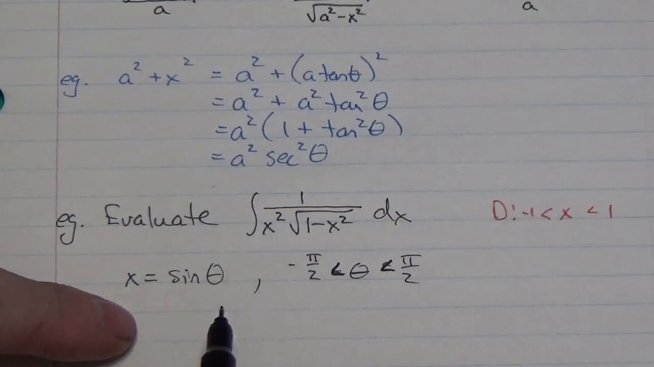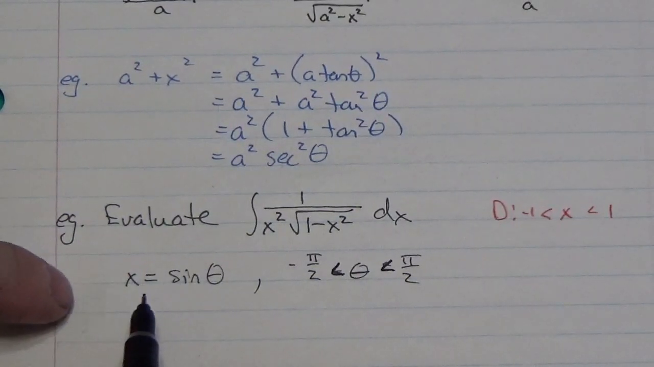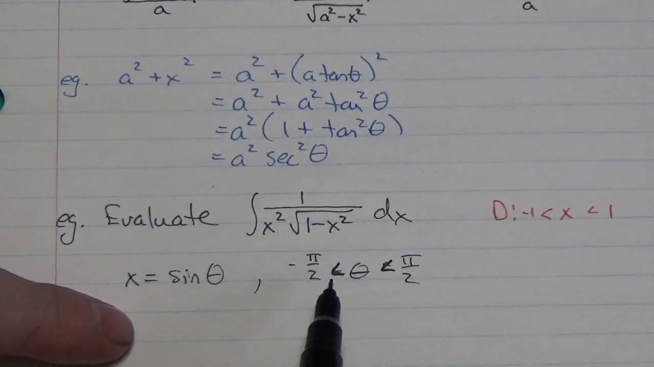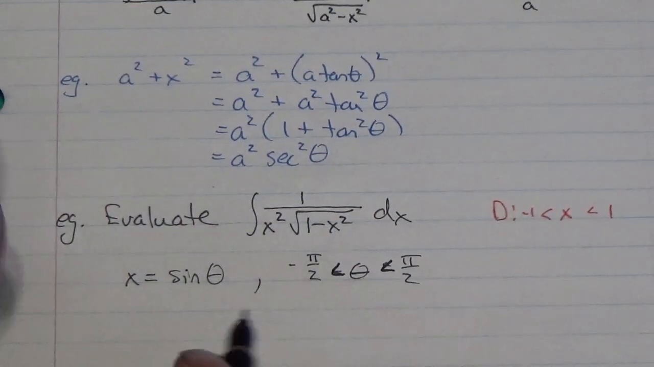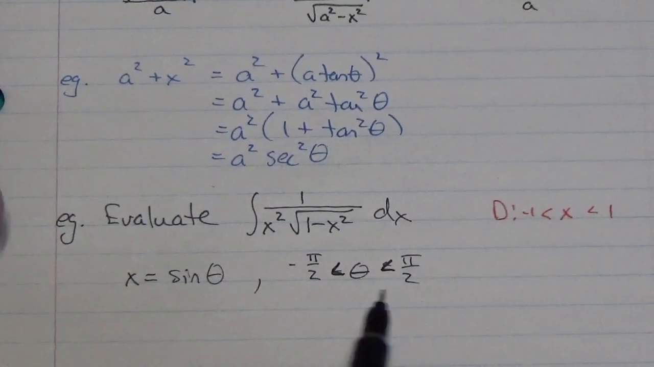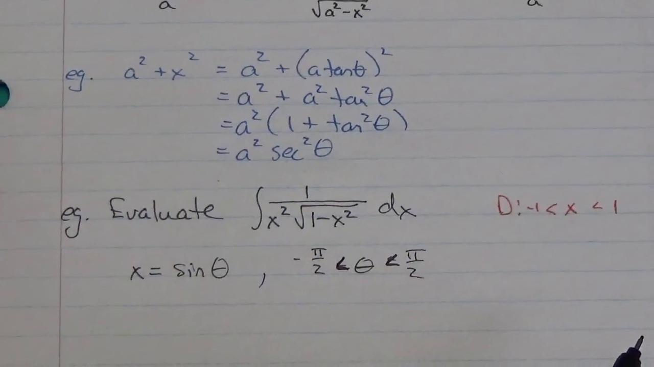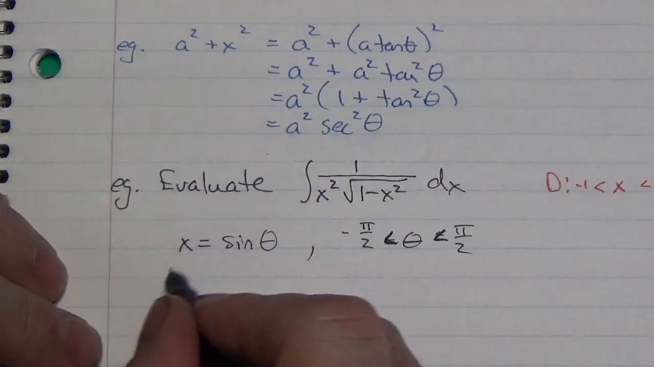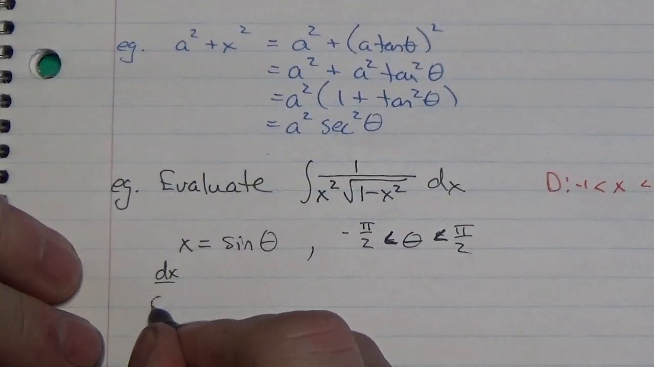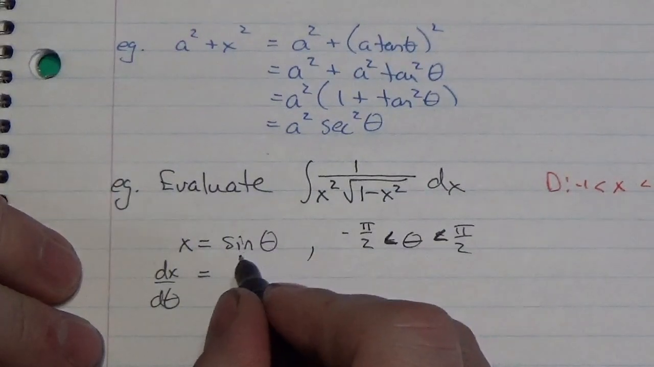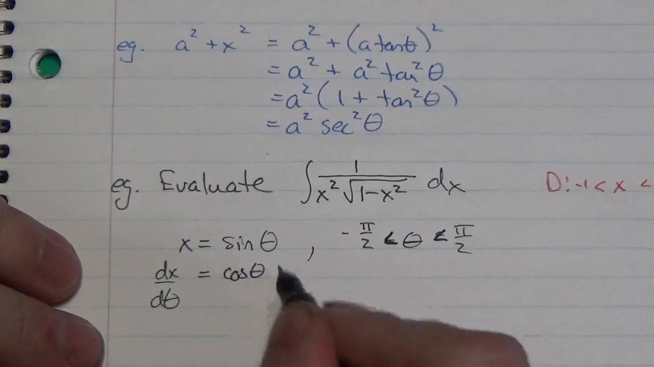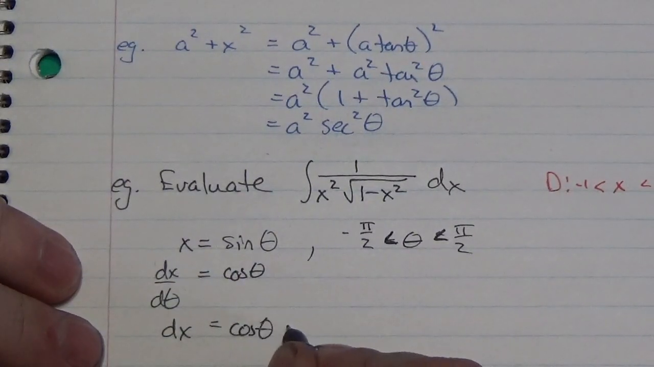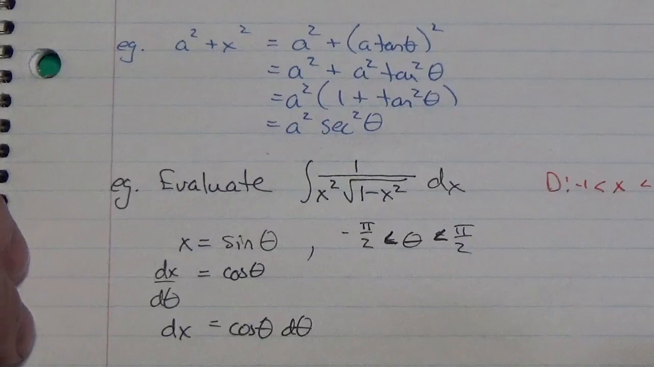If you plug negative pi over 2 into theta right here, you'll get negative 1, and if you plug positive pi over 2, you'll get positive 1. So I'm letting my angle go between negative pi over 2 and pi over 2 to give me values between negative 1 and 1 for x here. Now, having done that, if I take the derivative of that with respect to theta, I will get cosine of theta. So my dx here will be the cosine of theta d theta.